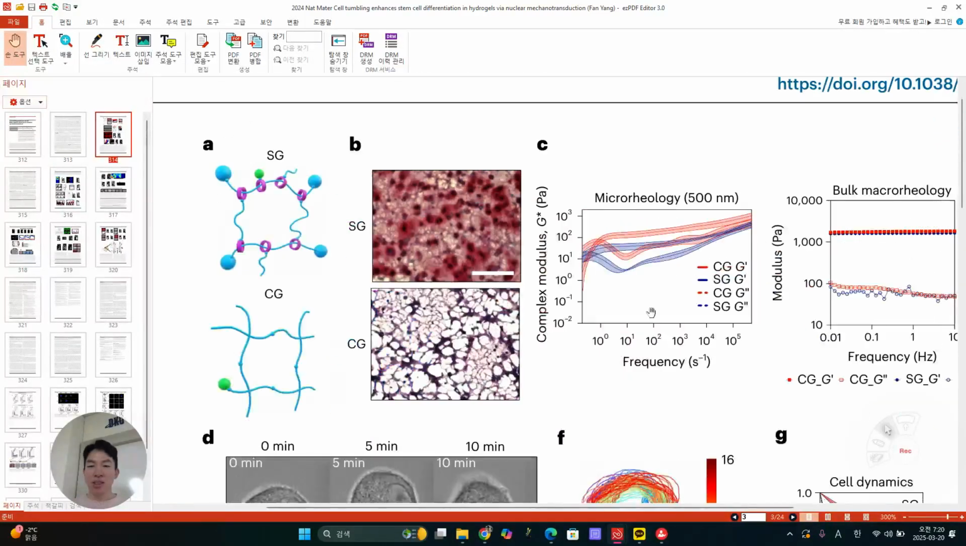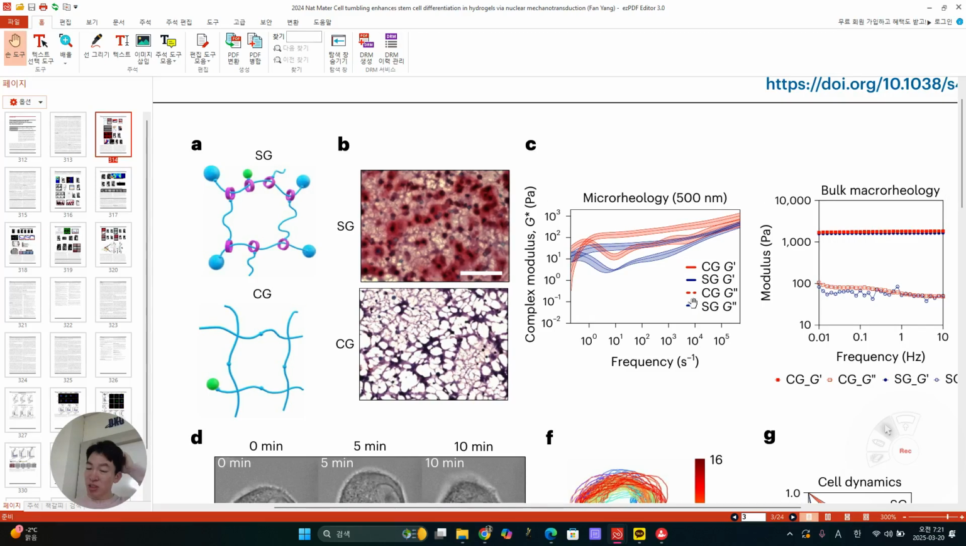Again, when you look at the CG, it doesn't have this link structure. They don't allow sliding. They have a higher microrheology value compared to the blue one. So they said this is the local scale. So this is like a 5 times difference.